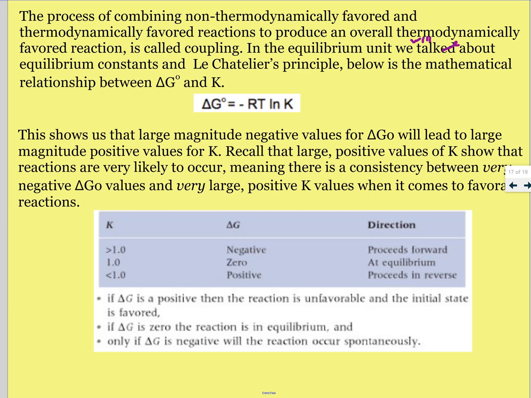So when we couple reactions, or when we take thermodynamically favorable and non-thermodynamically favorable reactions and put them together to produce a thermodynamically favorable reaction, that's called coupling. In the equilibrium chapter, we'll talk more about this, but there's this thing called Le Chatelier's principle, which says whether the forward or the reverse reaction is more favorable, or if the system's actually at equilibrium. And it's related to Gibbs free energy.